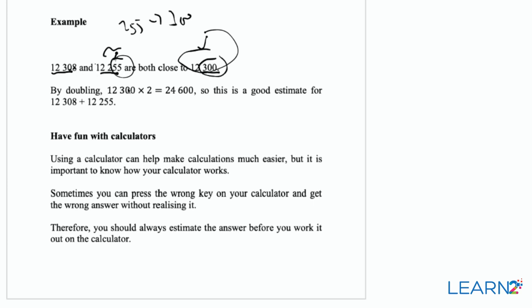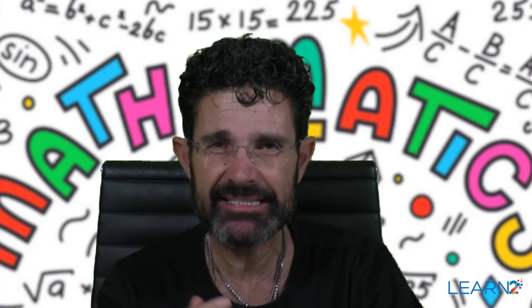So this is like saying 12,300 times 2. So your estimated answer would be 24,600, because 12,300 plus another 12,300. If we add this, 12 and 12 is 24, 3 and 3 is 6, and you've got zeros. It's 24,600. So that would be the closest estimate you can get to the answer that you're given here of 12,308 and 12,255.